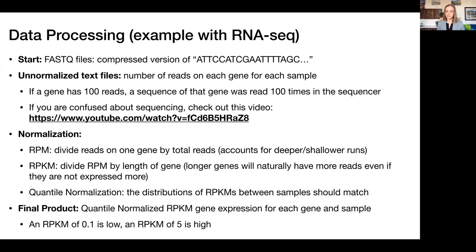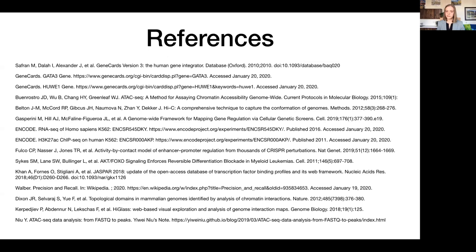Oh, I had one more note. Just to give you some idea, an RPKM of 0.1 is pretty low. We don't use anything below 0.1 because that would mean you can't pick up on differences. An RPKM of 5 is quite high. And I think I'm done.